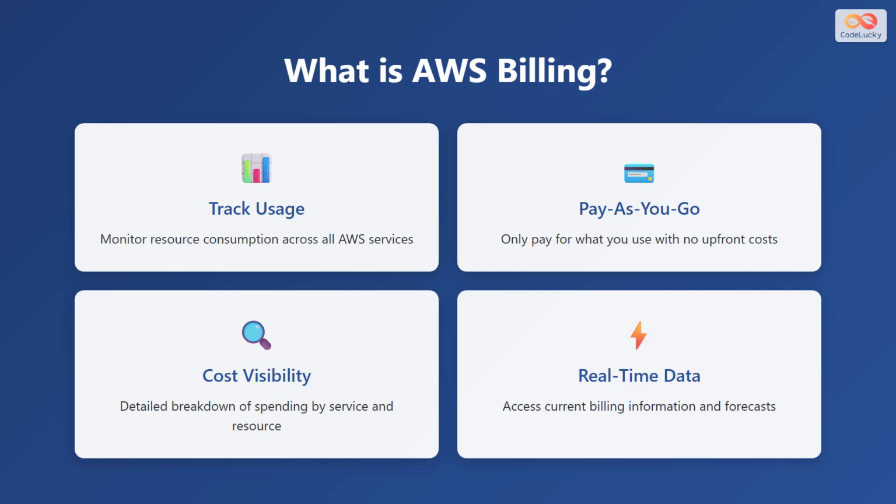AWS Billing is the system that tracks and manages all your cloud spending. It works on a pay-as-you-go model, meaning you only pay for the resources you actually use, with no upfront commitments. The billing system provides complete visibility into your spending, breaking down costs by individual services and resources. You also get access to real-time data, allowing you to see current charges and forecast future spending based on your usage patterns.